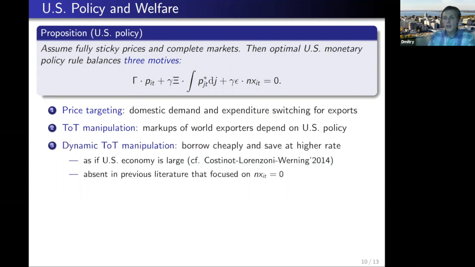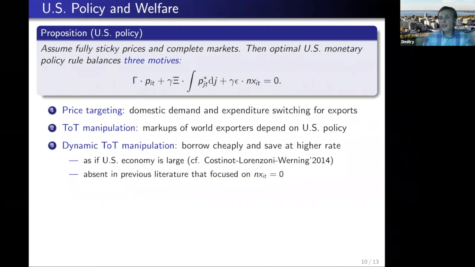And finally, perhaps the most interesting term in this equation is the dynamic terms of trade manipulation. This is the term which comes from the paper by Costinot, Lorenzoni, and Werning. They show that a large economy can manipulate the consumption of foreign countries, and as a result can affect the global stochastic discount factor. As a result, it can borrow at a lower interest rate and save at a higher interest rate, right? So it can achieve better terms of trade in these asset markets, better asset prices in the global financial markets.